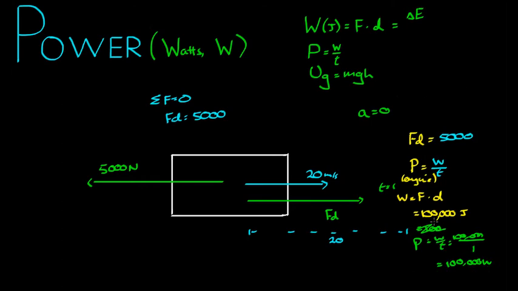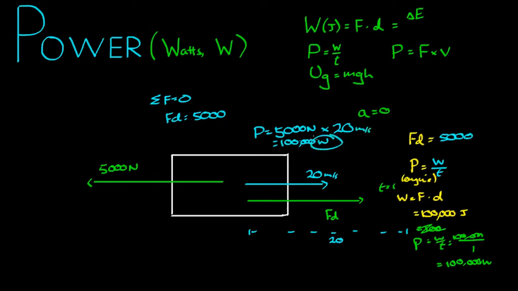Here is the alternative formula. If you don't want to assume we're looking at a time frame of 1 second, you can say the power is equal to the force multiplied by the velocity. So here, the power is equal to the force of the engine, 5,000 newtons, multiplied by the velocity, which is 20 meters per second. 5,000 by 20 is equal to 100,000 watts.